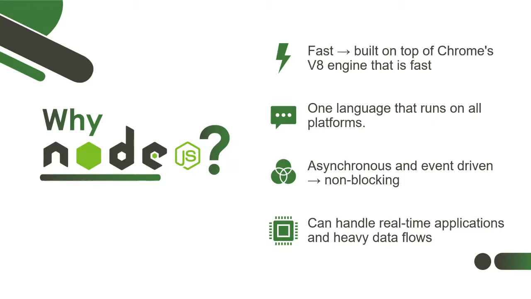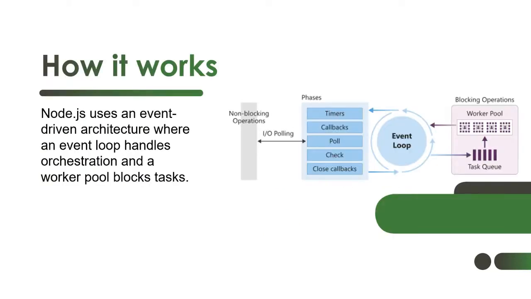The best part about Node.js is that it is asynchronous and event-driven. We are going to take a look at the asynchronous nature of Node.js later, but this is one of the core functionalities of Node.js and what makes it stand out from other programming languages. Node.js can also handle real-time applications and heavy data flow. Now, how does Node.js work?